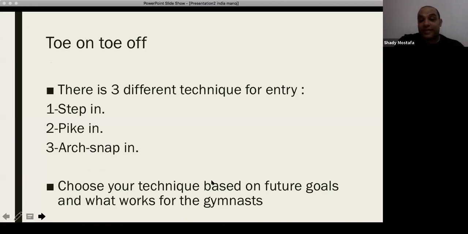You choose your technique of those 3 based on future goals. If you want to improve, like to do releases and turns and Shabashnikovas, arch snap in is the best way for you. And don't forget the gymnasts, because some girls do the step in way much better. They understand it from step in. Well, it's okay. That's the technique. They don't get deducted for this. Of course, you get deducted if you bend your legs, flex your toes, bend your arms. Otherwise, for the technique itself, there is no deduction.